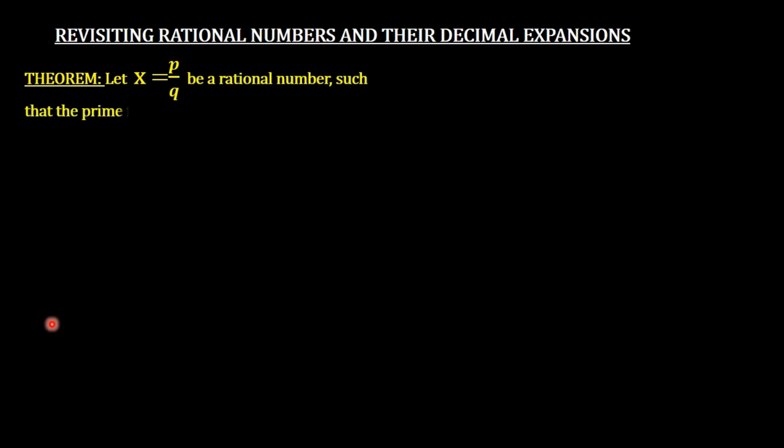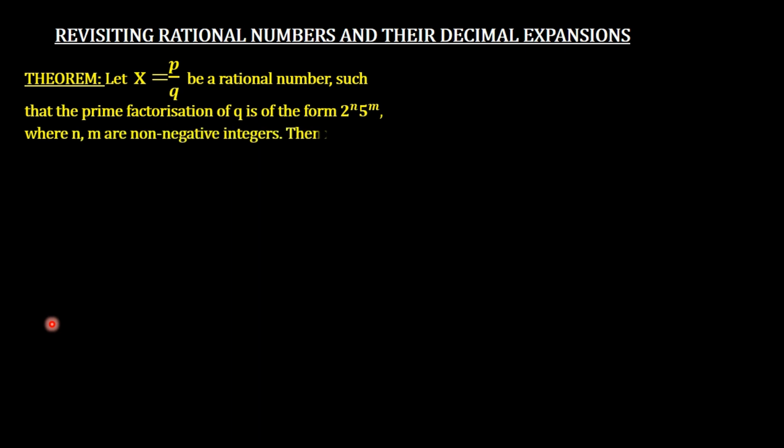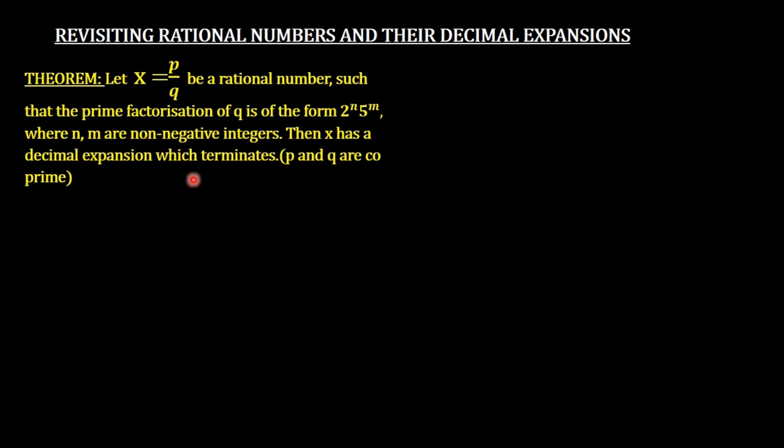Let x equal to p by q be a rational number such that the prime factorization of q is of the form 2 raised to n into 5 raised to m, where n and m are non-negative integers, and p and q are co-primes. Then x has a decimal expansion which terminates. So what is here is something like the converse of our previous theorem. Converse means the reverse.